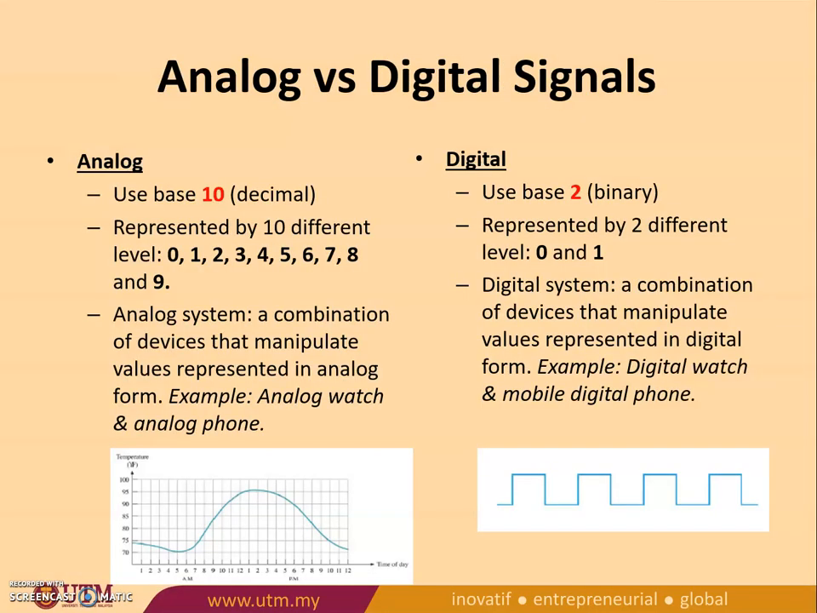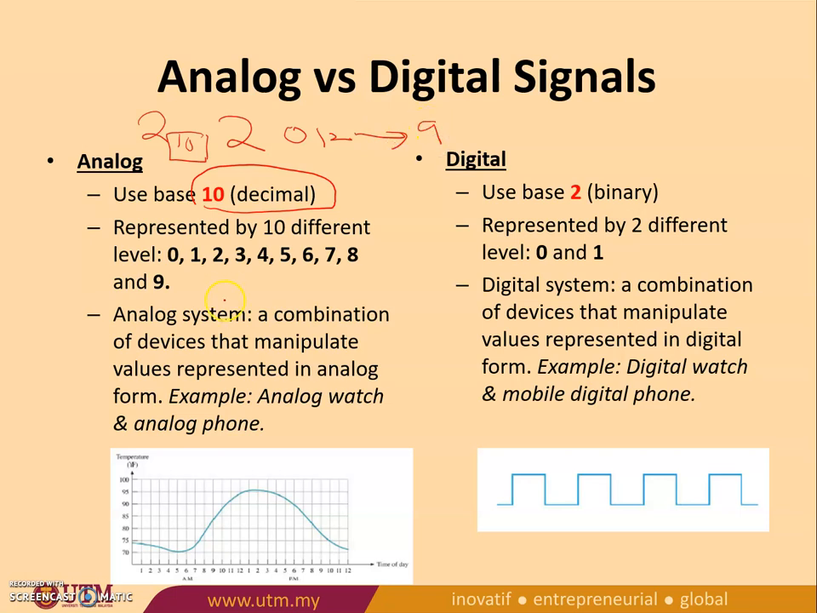In analog versus digital signals, for example, in analog we use base 10 to represent the decimal. I think in secondary school we have studied this, where we have something like 2 to the base of 10. But due to common use, we only write 2. Actually, there is a base number here. Base 10 means the digits are from 0, 1, 2 until 9.